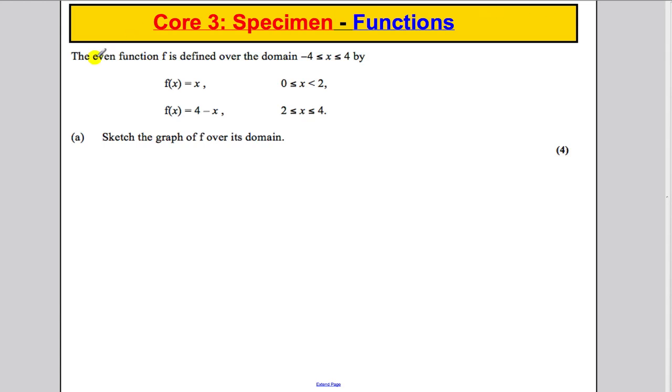It firstly says it's an even function. And the question tells us it's defined between -4 and 4. But the question only tells us what it's like between 0 and 2 and what it's like between 2 and 4. But we're supposed to know that the function is also like this between 0 and -2 because it's even, and the function is also like this between -2 and -4 because it's even. So let's try and draw this graph.